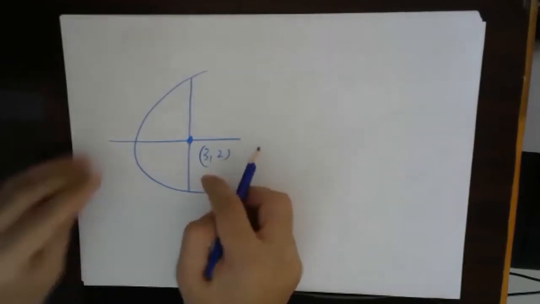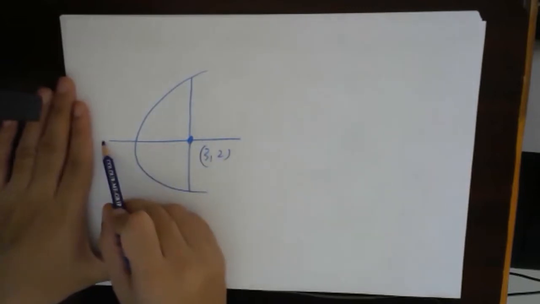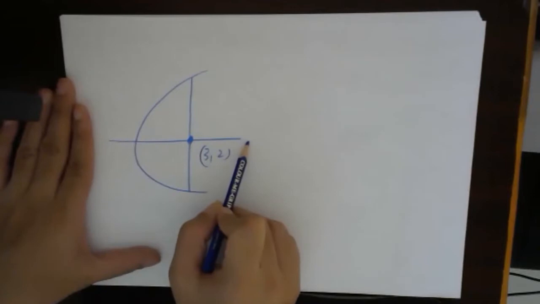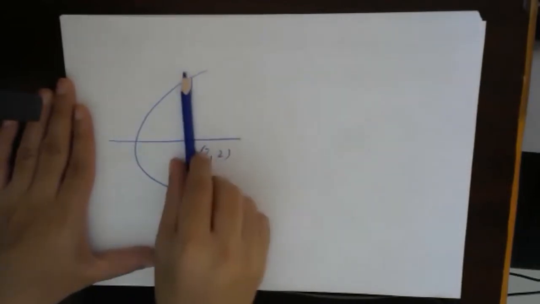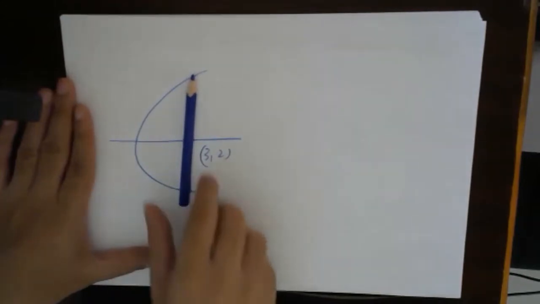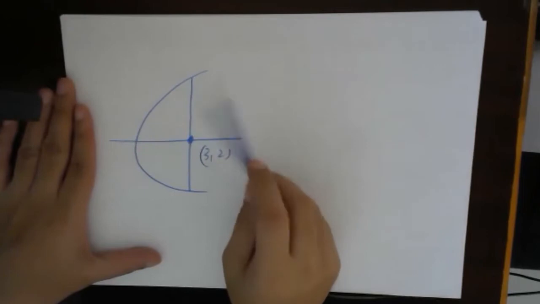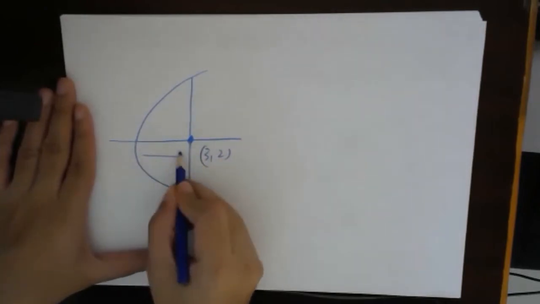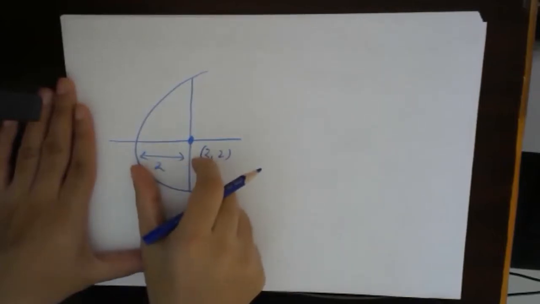If this is (3, 2), the axis is parallel to the x-axis, because the latus rectum is perpendicular to the axis. The latus rectum is perpendicular to the x-axis, so the axis becomes parallel to x. So this length will be equal to 2, because this value will be equal to a, right?